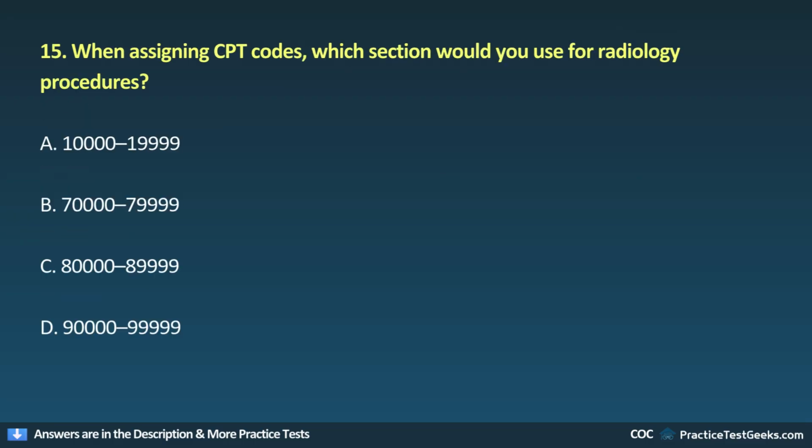15. When assigning CPT codes, which section would you use for radiology procedures? A. 10,000 to 19,999. B. 70,000 to 79,999. C. 80,000 to 89,999. D. 90,000 to 99,999.